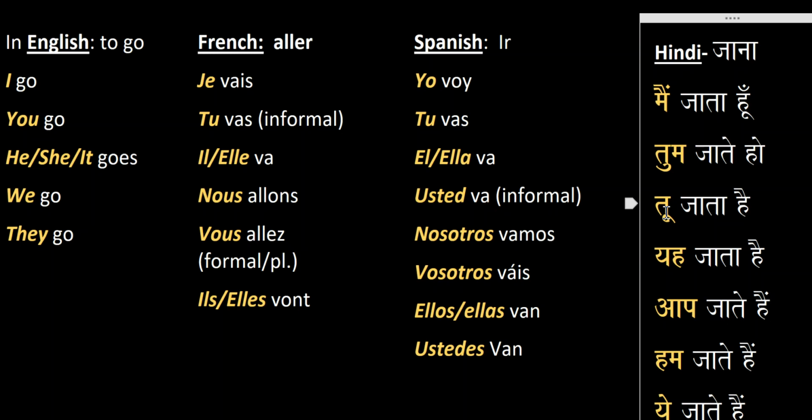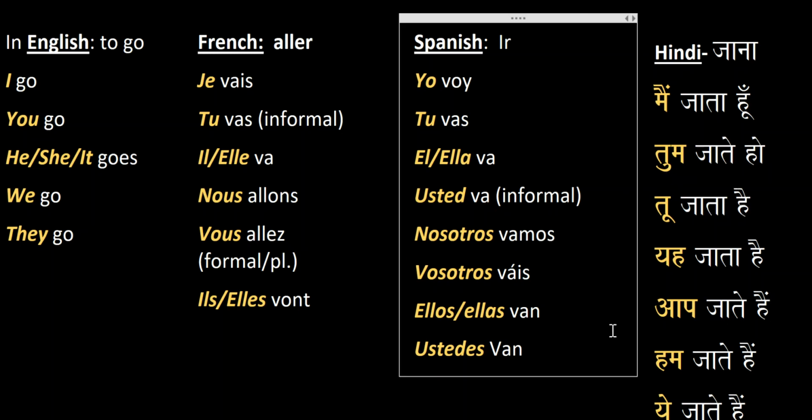Tum is actually formal; it's actually tu that is the informal one. You would say tum jate ho or tu jata hai.